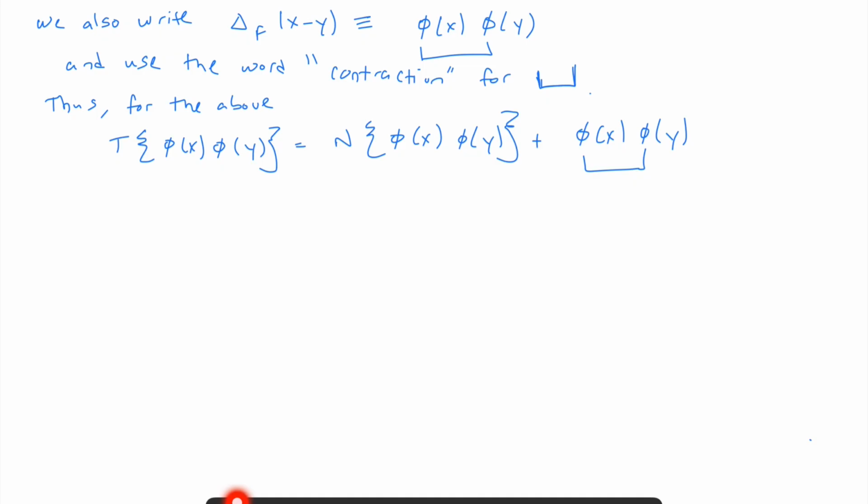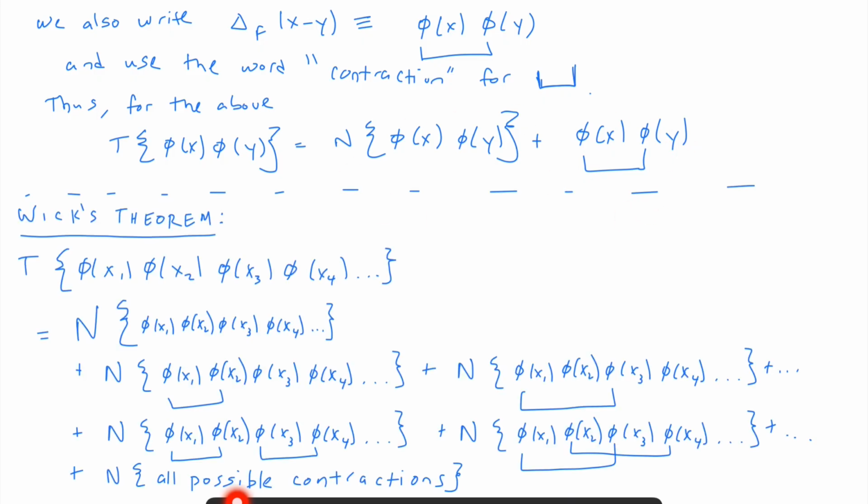Thus, for the above two-operator expression, we can say that this is the new thing that we've proved: the time-ordered expectation value of phi x, phi y is just the normal ordering of that same thing, plus the contraction of the two. These are just different terminologies that we've used so far. We're not going to fully prove Wick's theorem. You can look it up yourself in different sources, but this may give you a hint as to why it's true.